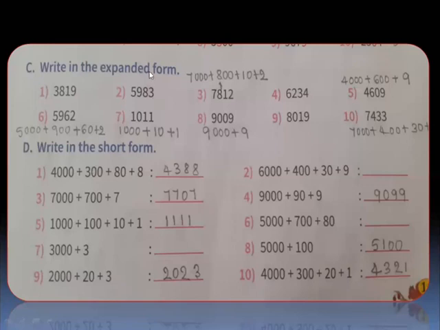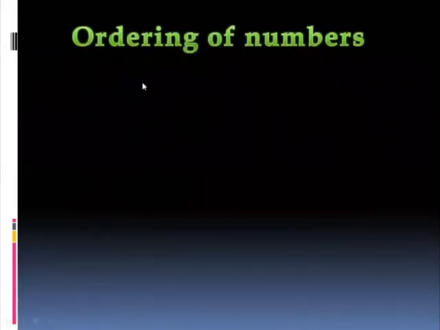Expanded form to short form, and then short form to expanded form. These are the numbers in a standard form or short form. You have to write that number in an expanded form like this. Here they have given an expanded form. You have to write that number in a short form, otherwise standard form. Okay. Next, about ordering of numbers.